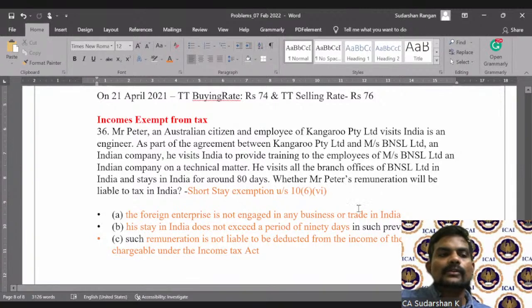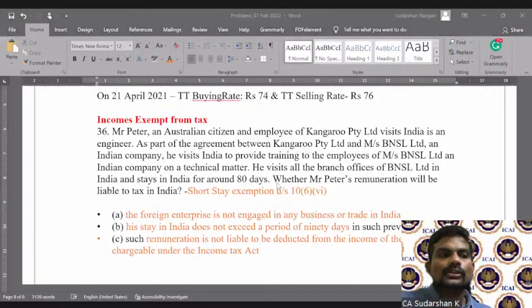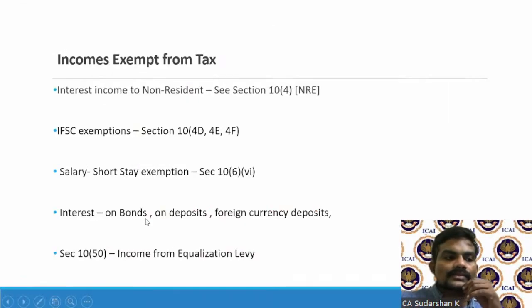That is, Peter's remuneration will not be taxable. If he stays for more than 90 days, there is a problem. Then you may lose the short stay exemption. So you need to be aware of the short stay exemption that is available.